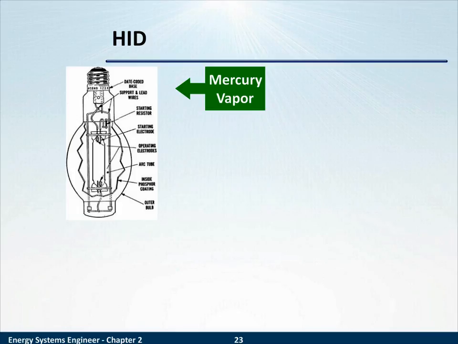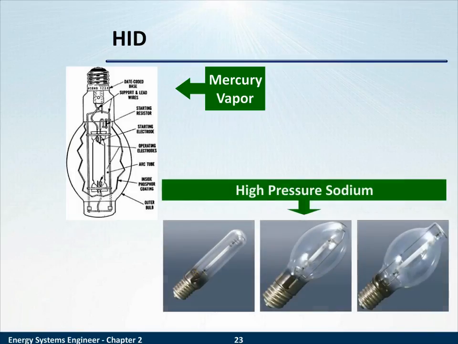But walk through the components of this line drawing, and you'll see the components are there just like fluorescent, with a purpose of managing voltage and current flow during starting and operation. And whether mercury vapor or high pressure sodium, you see the arc tube in the middle and a relatively similar geometry.